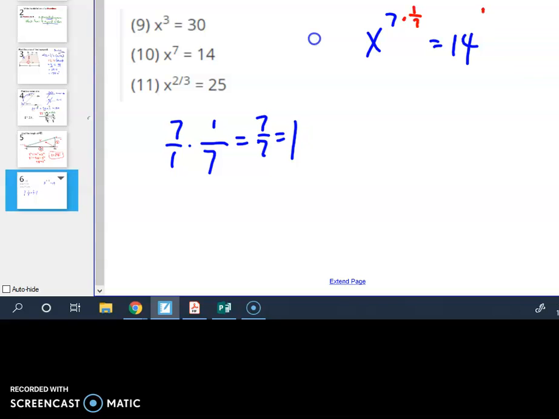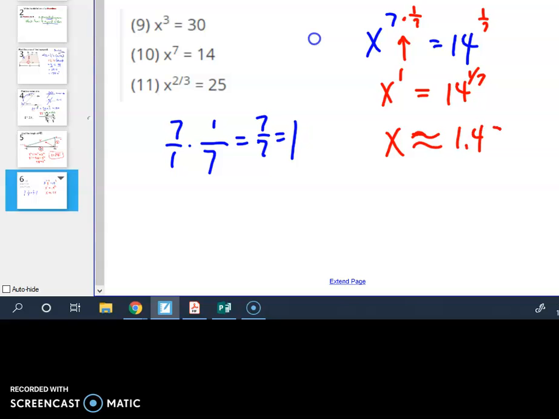So I'm going to multiply both sides by an exponent of 1/7, and that gives me 7/7 as the exponent with the x, which is x to the first. So I'm doing x to the first equals 14 to the 1/7. Again, please understand that this is not 14 times 1/7. It's 14 raised to the exponent of 1/7. So the answer is not 2. So this will be a very small number because 14 to the first power is 14.